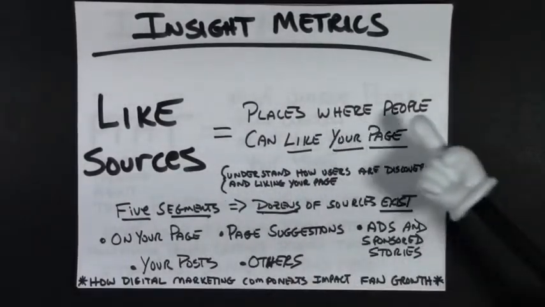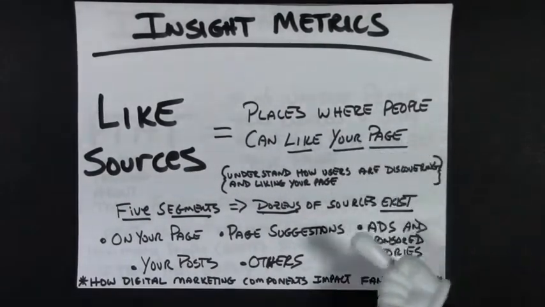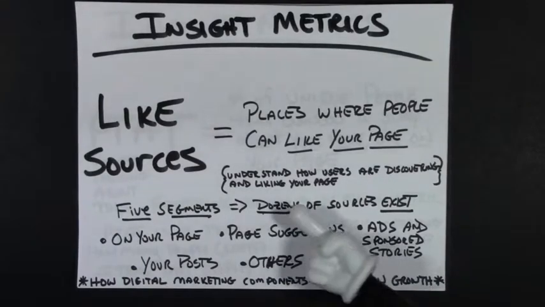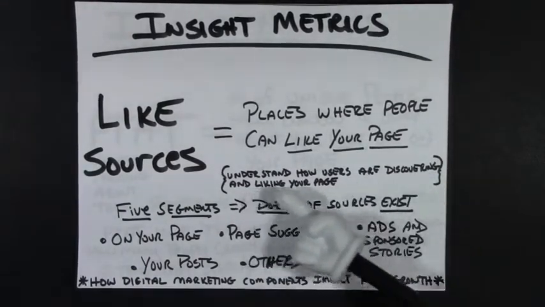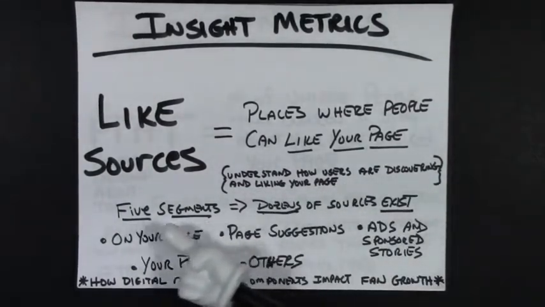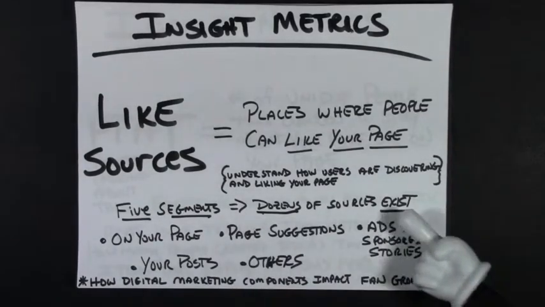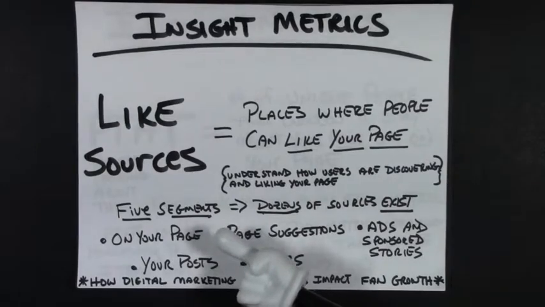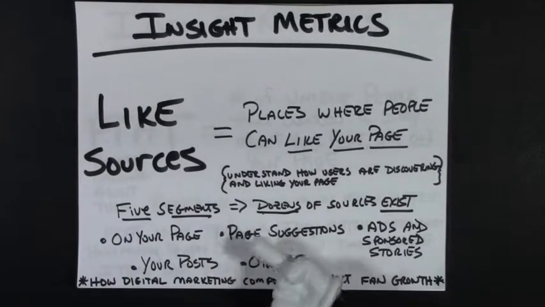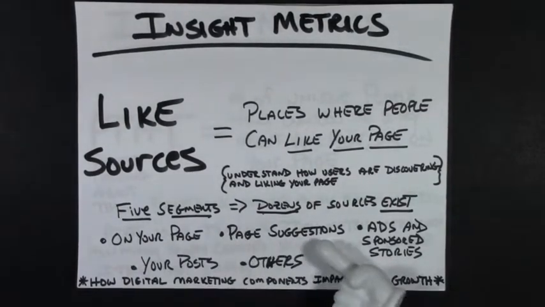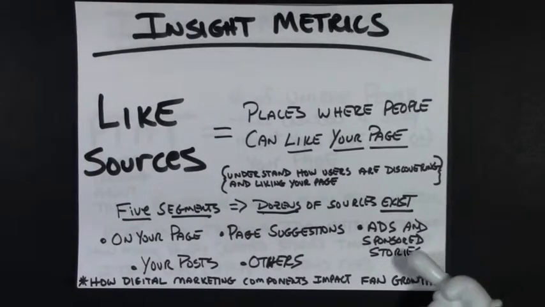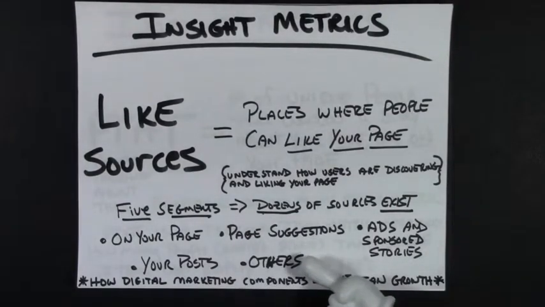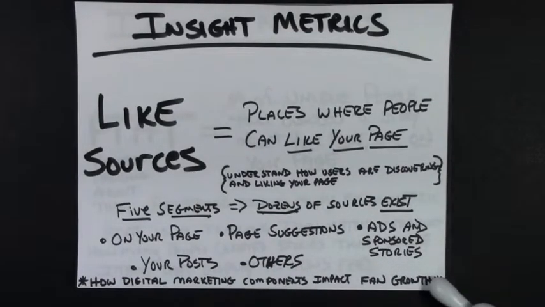Like sources: places where people can like your page. It gives you an understanding of how users are discovering and liking your page. There are dozens of sources that exist, but there are 5 basic segments that are going to be grouped for you in Insight Metrics: on your page, page suggestions, ads and sponsored stories, your posts, and others. This is going to answer the question of how digital marketing components impact fan growth.